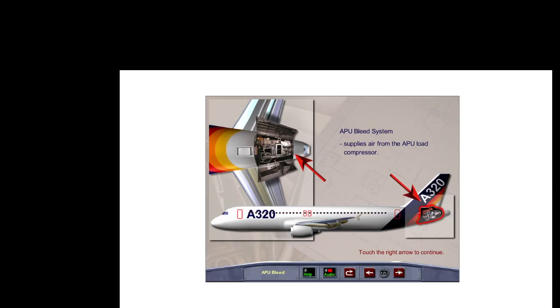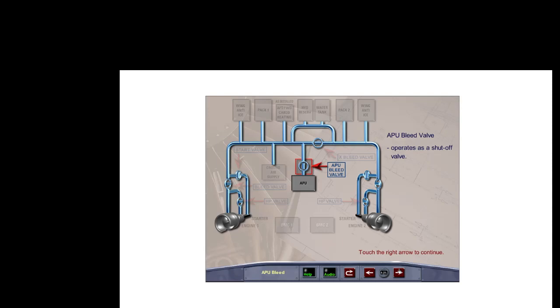The APU load compressor supplies bleed air to the pneumatic system. The APU bleed valve only operates as a shutoff valve. The load compressor regulates the bleed pressure.